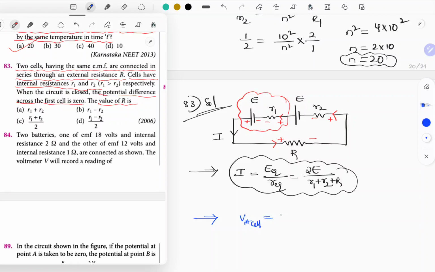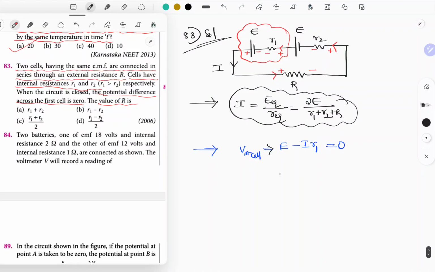Voltage across the first cell is going to be E minus I into R1. That's the voltage across the first cell, which is equal to 0. That's the hint they have given. Okay, so let me substitute this. This is E minus I value, so 2E divided by R1 plus R2 plus capital R, into R1, which is equal to 0.